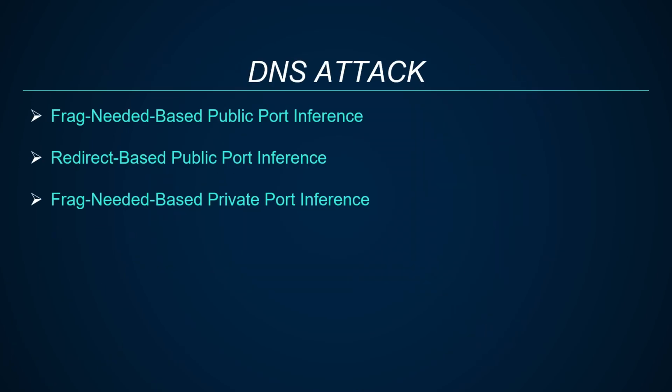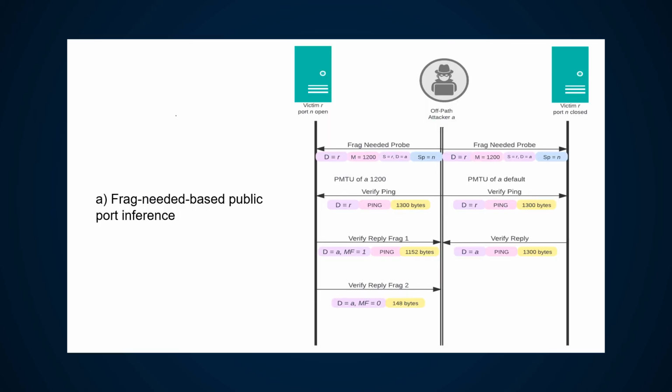DNS attack. There are three types of attack. They are frag needed based public port inference, redirect based public port inference, and frag needed based private port inference. Frag needed based public port inference. To understand public-facing ephemeral port scanning, this diagram is the best reference for an ICMP frag needed attack. The attacker simply sends an ICMP frag needed message with their own IP address. This message includes a UDP header with a guessed source port and a destination port of 53.